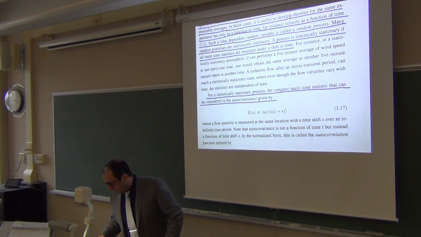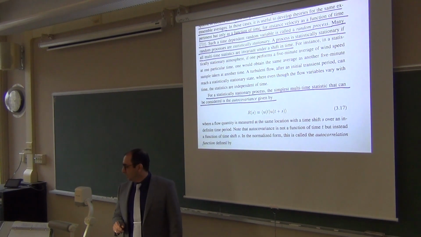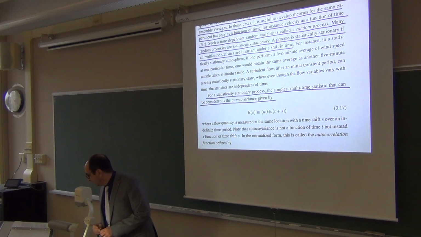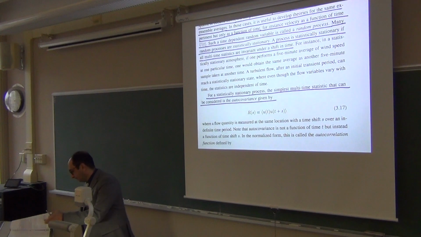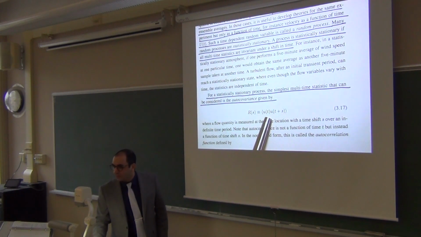And we call this autocovariance, which means that measure some fluctuation at some given time, and then measure it later, and then calculate the covariance of it. You can do it. I'll give you some specific examples. This autocovariance is not a function of time anymore itself. It's just a function of time shift S. You know what I'm saying?